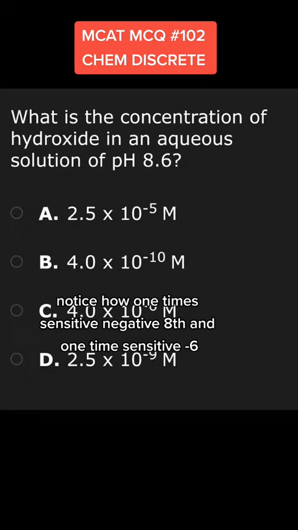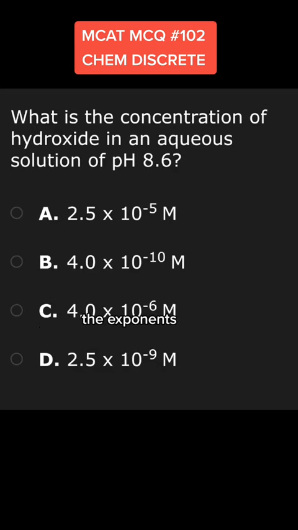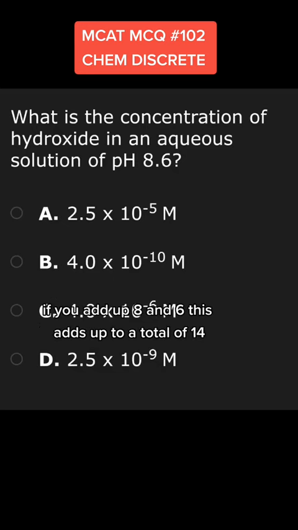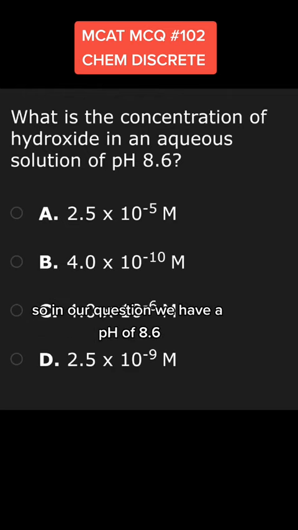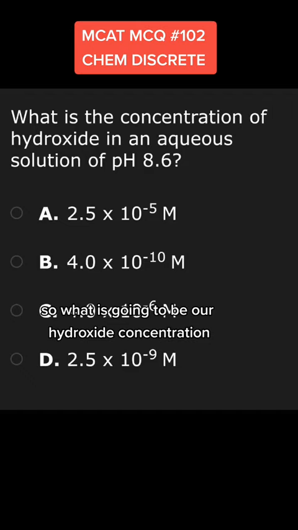Notice how 1 times 10 to the negative 8th and 1 times 10 to the negative 6, the exponents, if you add up 8 and 6, this adds up to a total of 14, which is going to be the maximum number on your pH scale. It's always going to add up to 14. So in our question, we have a pH of 8.6. So what is going to be our hydroxide concentration?